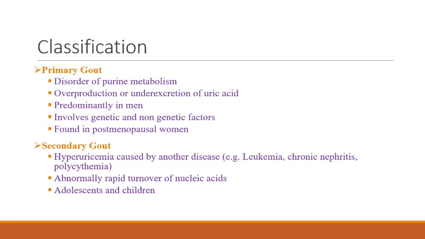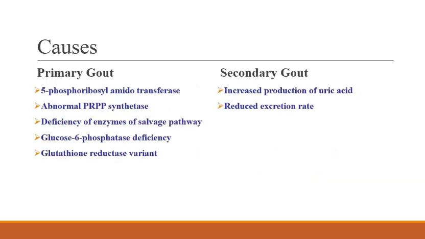Now we'll see about the causes of gout. Primary gout is caused due to the following reasons. First, 5-phosphoribosyl amidotransferase is an abnormal enzyme which is active but not sensitive to feedback regulation by the inhibitory nucleotides. This would lead to overproduction of purine nucleotides.